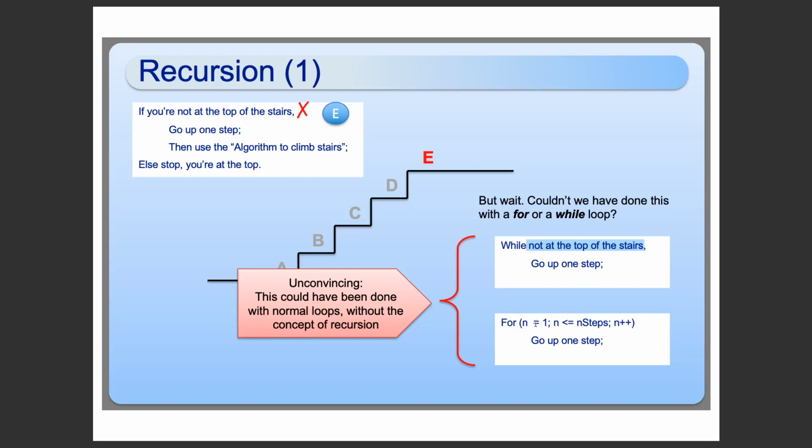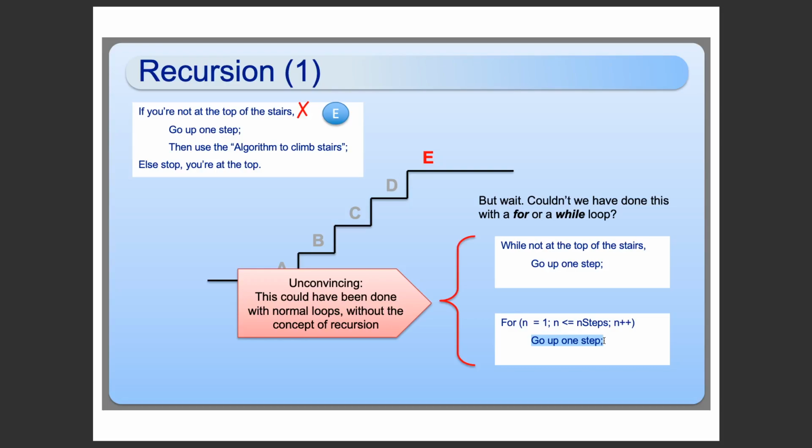Or we could use a for loop. If we know how many steps there are, we can just say for n equals 1, starting at the bottom step, while n is less than or equal to the number of steps, so while we're not at the top, increase n by 1 on each iteration of the loop, and the body of the loop will be go up one step. So we didn't really need to use recursion to solve this problem. We could have just used the normal loop, one of the ones we've been looking at so far.